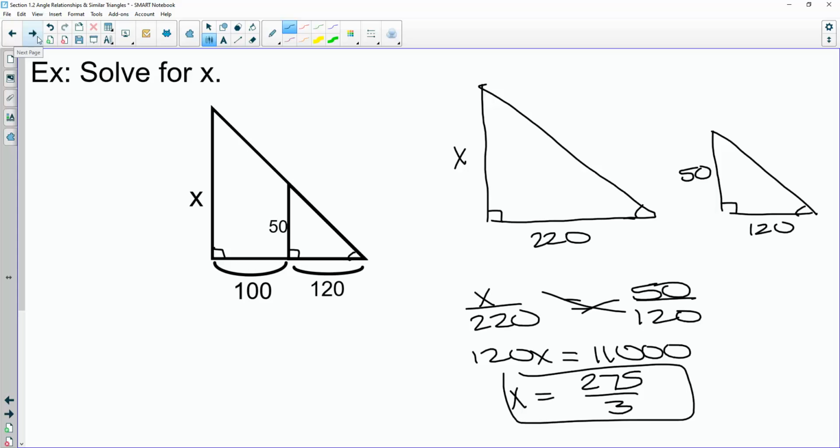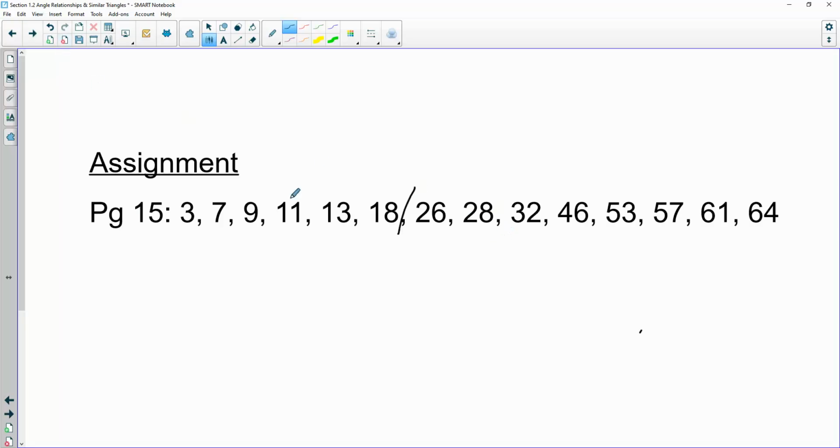That is the end of this section. So you have sections 1 and 2 to work on, page 7 and page 15. Those are due tomorrow, but you have the rest of class to work on.